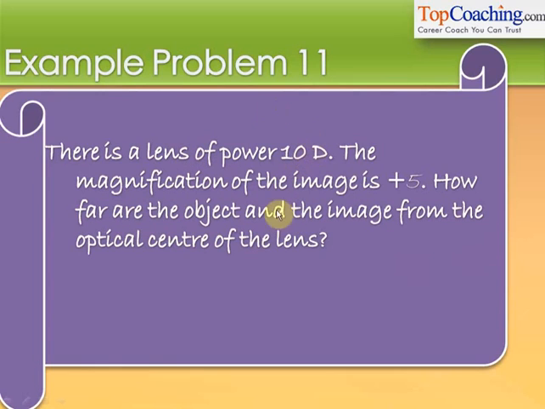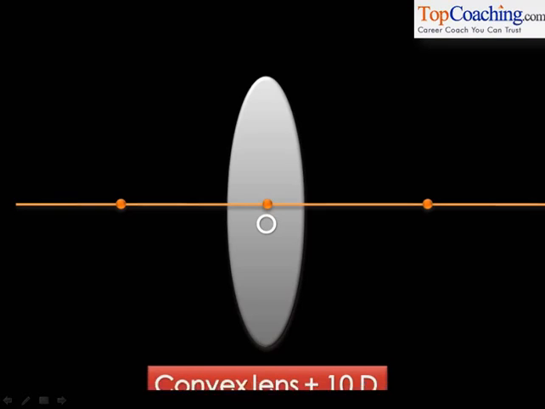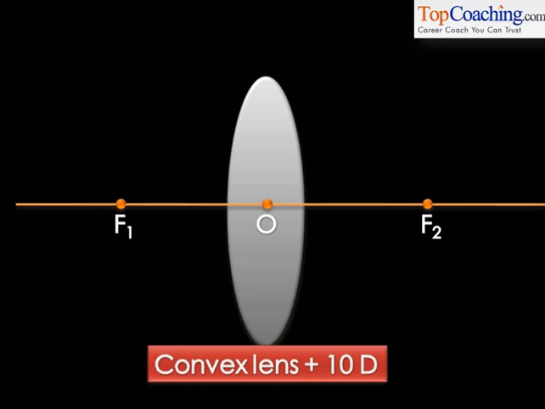Now the lens has a power that is positive, so it is definitely a convex lens, isn't it? The magnification is also positive. The magnification is positive only when a virtual image is formed, isn't it? And it is also positive when an erect image is formed. So we have a convex lens and a virtual and erect image is being formed. Something like this is happening, isn't it? The object must be placed between F1 and O and a virtual and erect image is being formed.